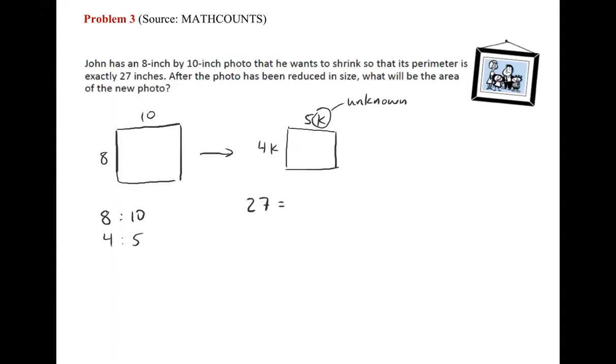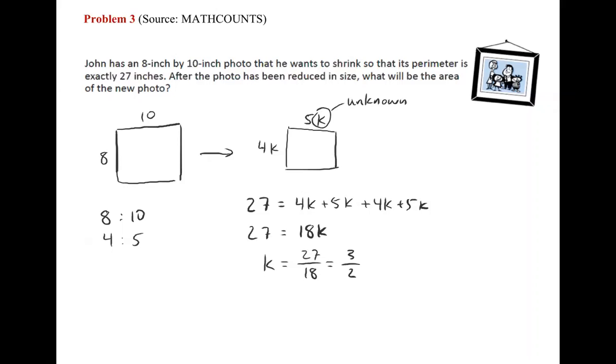So we can use this and set that equal to 4k plus 5k plus 4k plus 5k, and that will be the perimeter. This is just the perimeter of our reduced photo. And we can see that this simplifies to 18k. Now if we solve for k, we get k is equal to 27 over 18, which simplifies to 3 over 2. And now we know our unknown, okay?